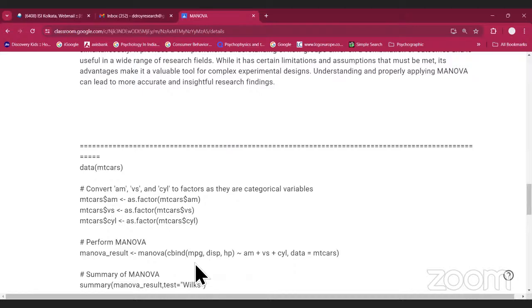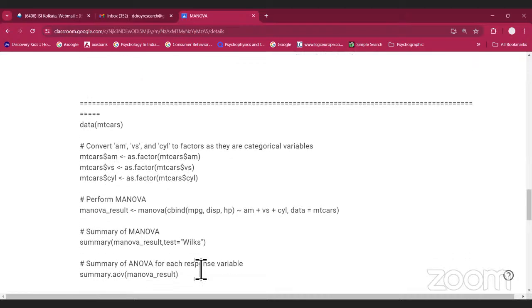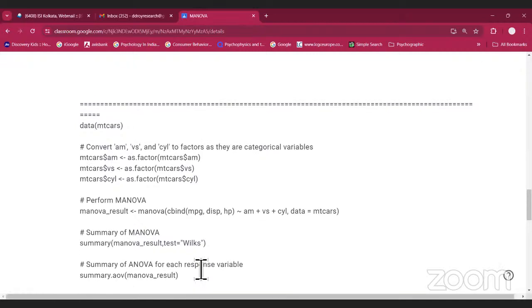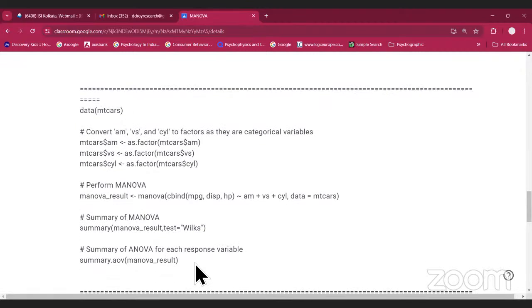Summary of MANOVA. Initially, you have to do the summary of the MANOVA result, testing Wilks' lambda. Since it is significant, I am assuming, therefore, I am doing the summary of ANOVA for each response variable. That is summary dot aov of the MANOVA result.